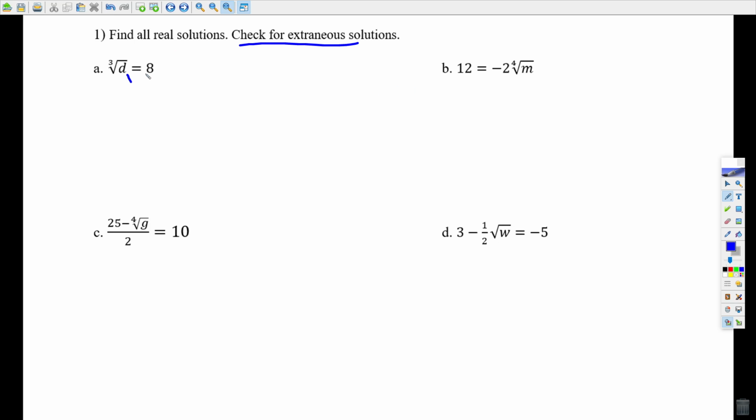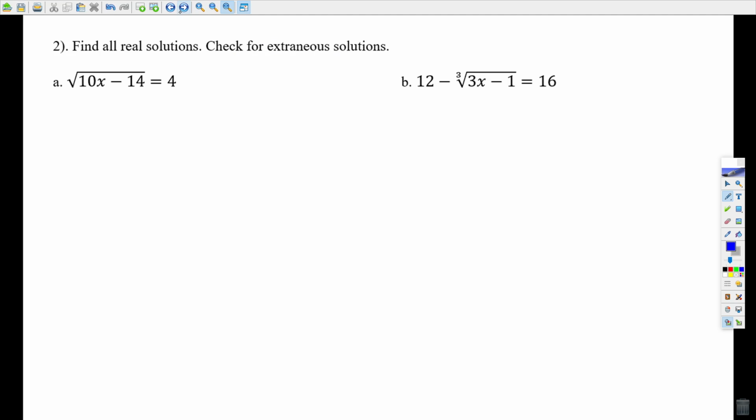A, we don't need to check. There's a cube root. But these are the ones with a fourth root, a square root. We don't know if it's going to work out or not. Not sure. Got to check them. The next one we have a square root. Check it. Cube root, we probably don't have to check it. If you do check these ones, which I would like you to practice checking them anyway, these ones should turn out to be okay for the most part.